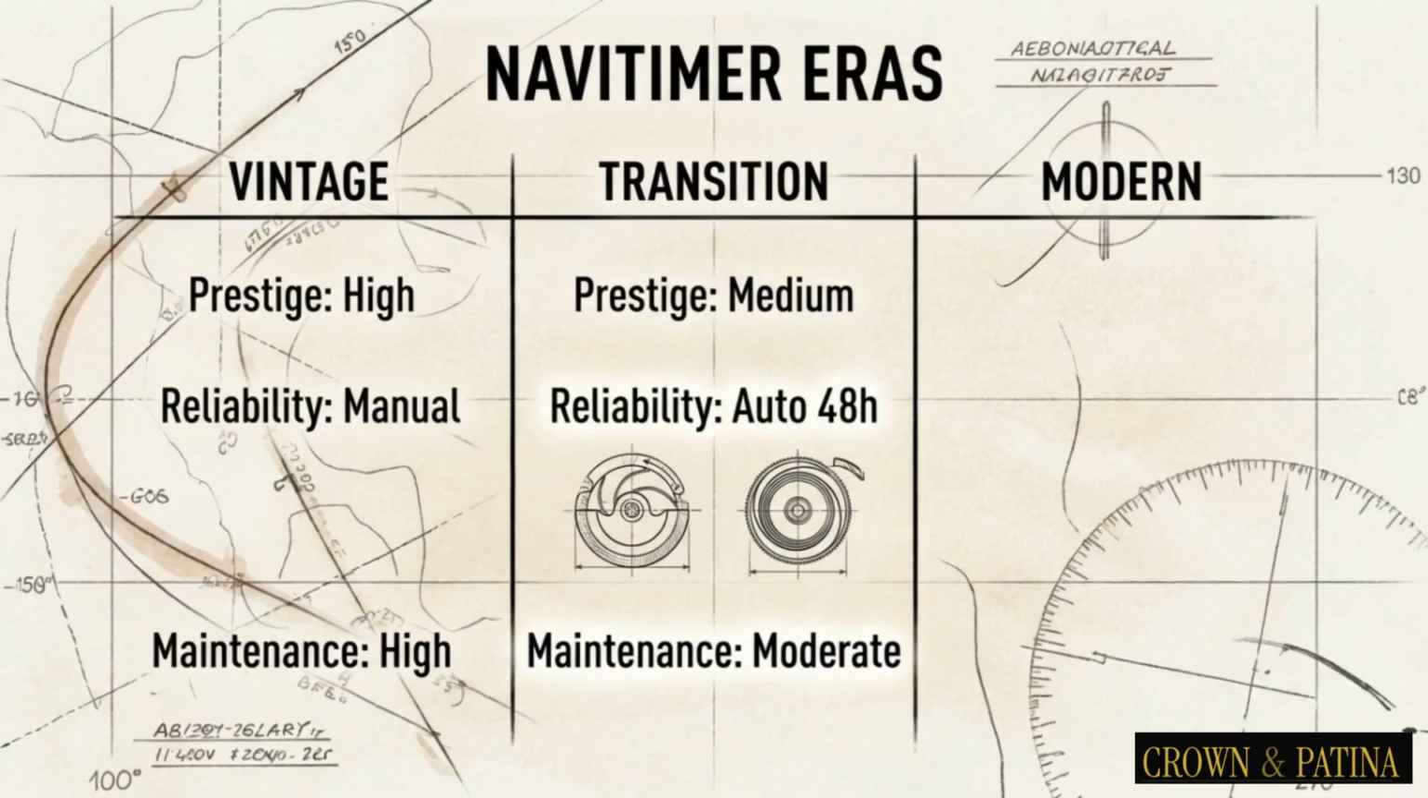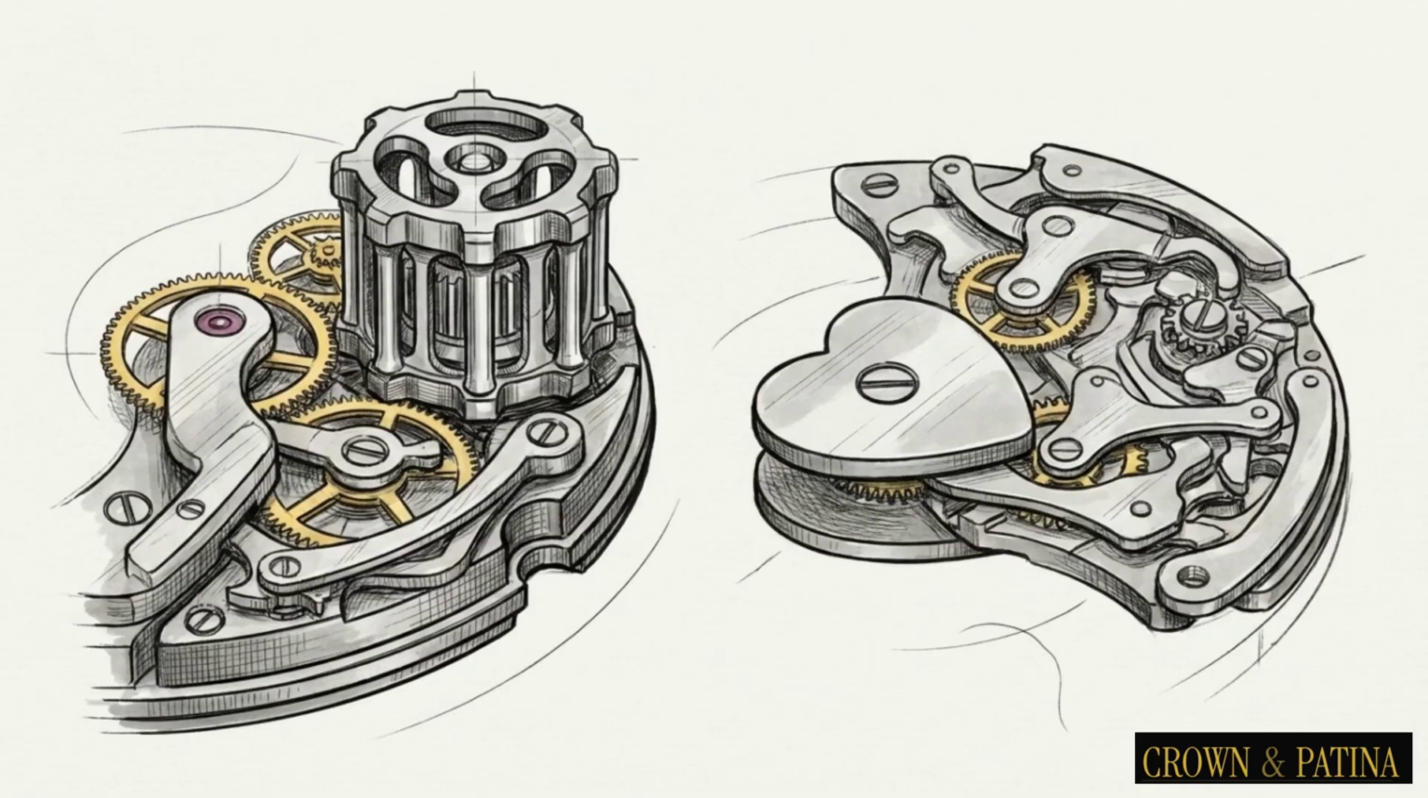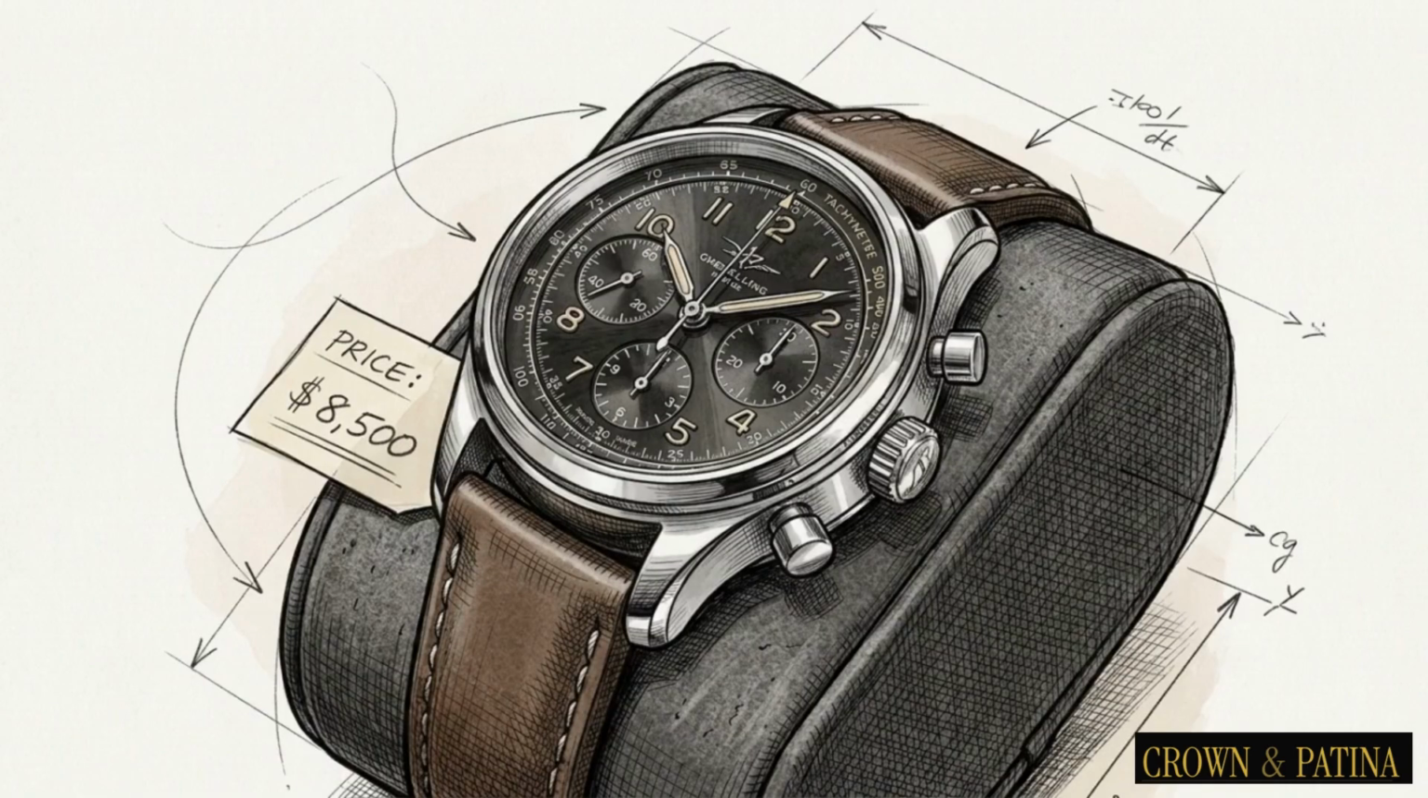As the middle column shows, this era introduces practical upgrades, utilizing a modified Valjoux 7750 base to provide a robust automatic engine. The mechanical compromise is the architecture. The 7750 relies on a cam and lever system, lacking the revered crisp tactile feel of older column wheels. The transition era gives you the iconic Navitimer aesthetic at a lower price point, sacrificing the mechanical romance that defines top-tier collecting.